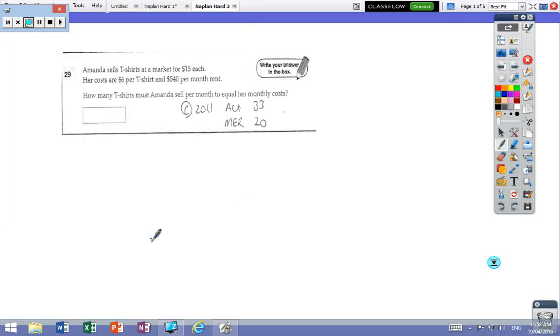Okay, so we're looking at another harder set of NAPLAN questions with less than half the kids getting it right. So again, read the question, try to work out a strategy, and when you're ready, come back and I'll show you how I would have done it.